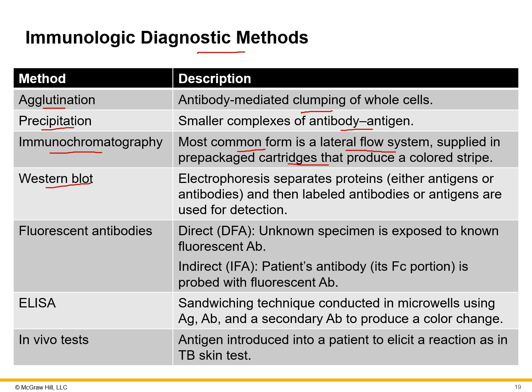There's also a method called a Western blot. This uses electrophoresis, which is an apparatus, a machine. It separates proteins that can either be the antigen or the antibody, and then specific antibodies or antigens are added to look for detection. So we would take a sample, run it through this electrophoresis device that separates things out, and add the antibody or antigen to look for a positive reaction.